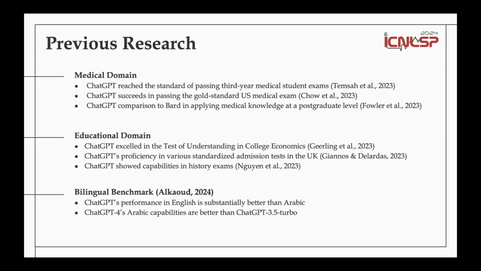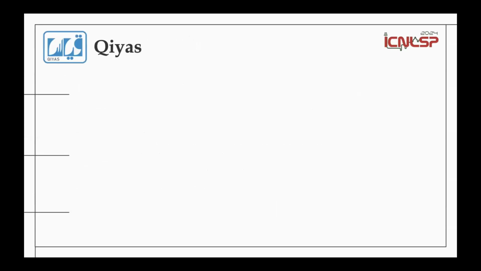As for benchmarks, we only have, as far as we know, one bilingual benchmark, which assesses ChatGPT's performance in both English and Arabic and compares them. The findings of this study show that ChatGPT performs better in English in comparison to Arabic, and that ChatGPT-4's Arabic capabilities are better than ChatGPT-3.5-turbo. The results of this study support our findings, which will be presented shortly.